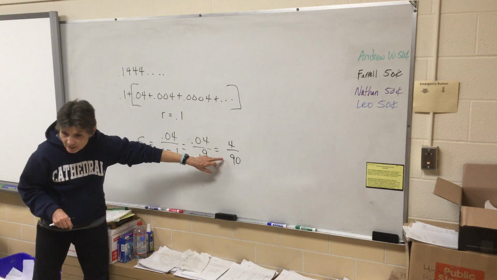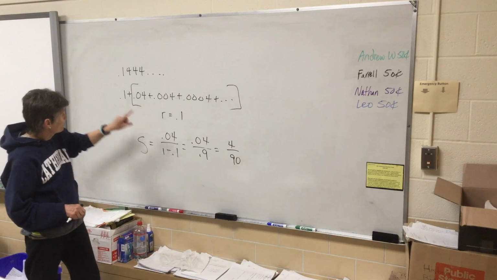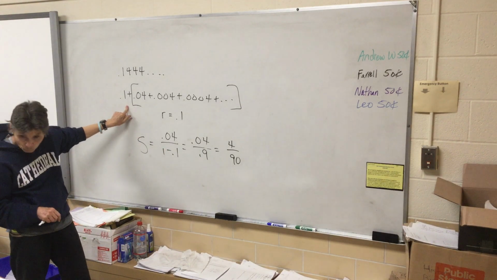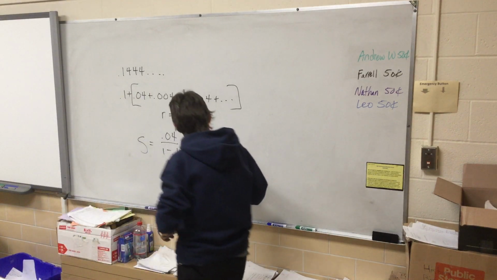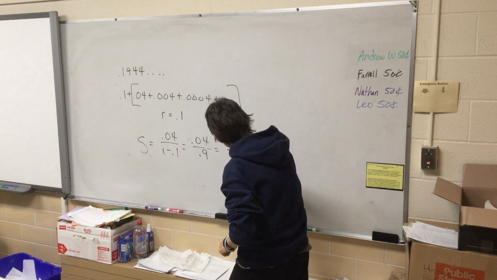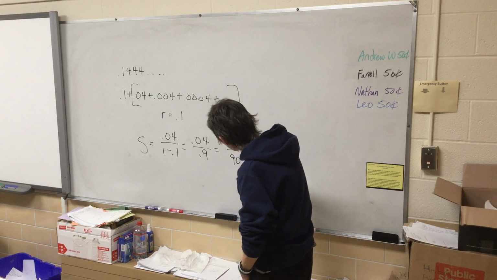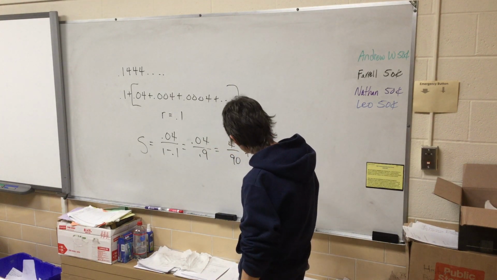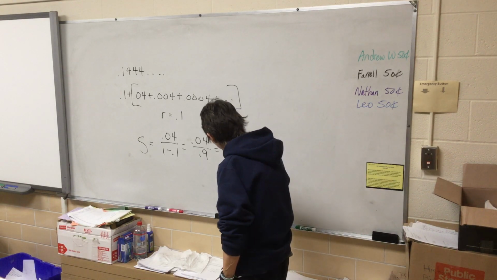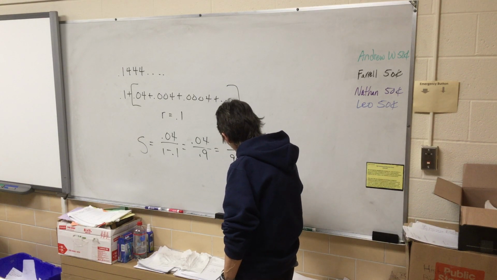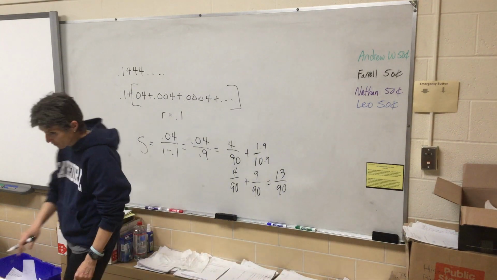I know this reduces, but don't reduce it because we're not done with it. We still need to add that to the 0.1. Do you remember that we left out at the beginning? So I need to take this sum that I got, and I'm going to add 1/10. To add fractions, you need a common denominator. So I'll multiply this by 9. So I have 4/90ths and 9/90ths. 13/90ths is my final answer.